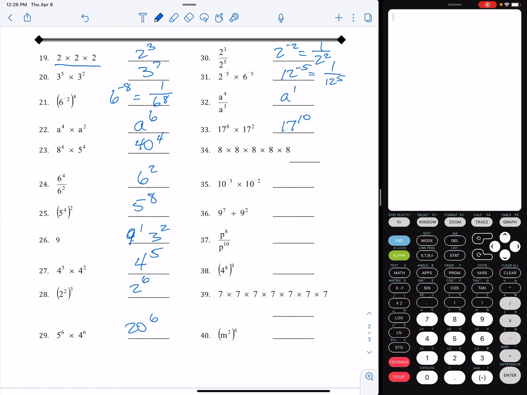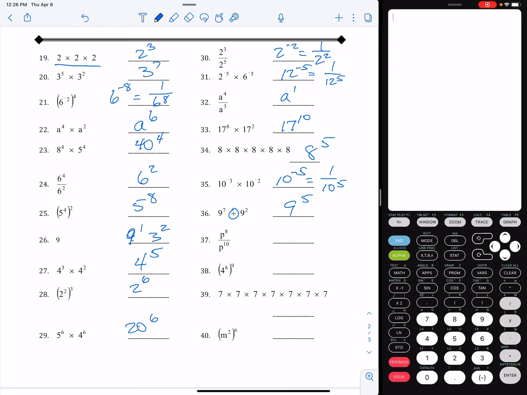Okay, number 34, a bunch of those 8s there together. You end up with 8 to the 5th power. Number 35, your bases are alike, your exponents are different. So we add our exponents, so 10 to the -5th, which then turns into 1 over 10 to the 5th power. And number 36, it's just like 32. It's just we wrote it with this kind of division. Means the same thing. You still subtract your exponents. So you end up with 9 to the 5th power.